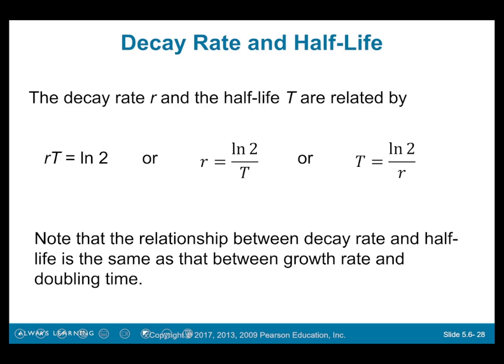Therefore, we still have that R times T, where R is our decay rate and T is our half-life, equals natural log of 2. And so we can solve for R, or we can solve for T. And it's going to feel a little weird, but it is exactly the same as our doubling time.